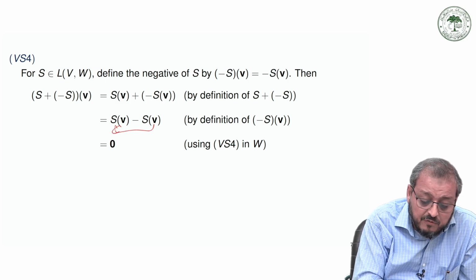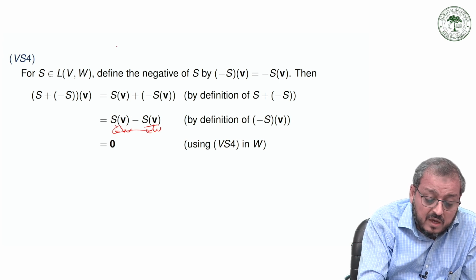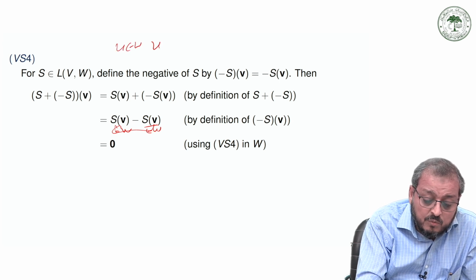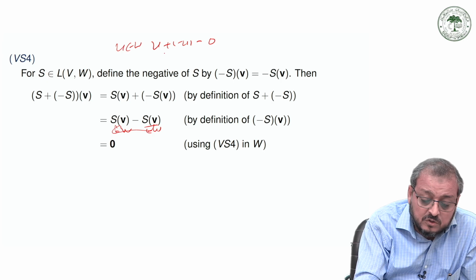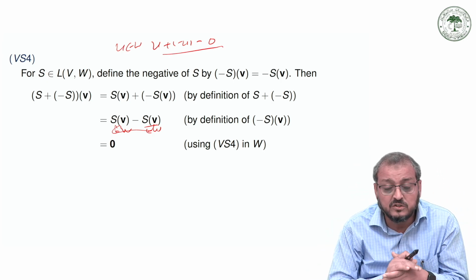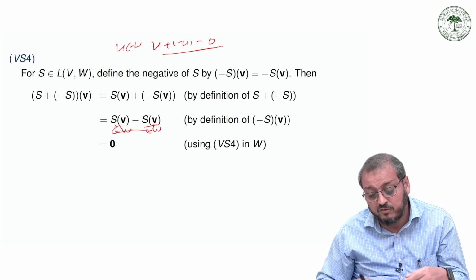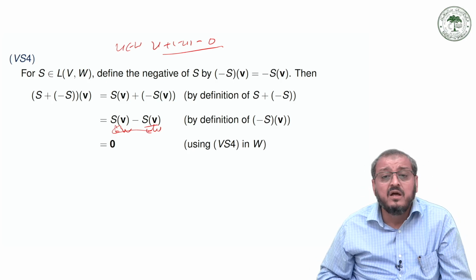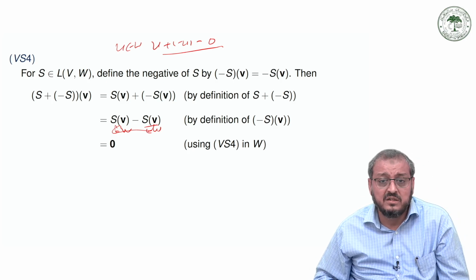So it is an element of W, and this is also an element of W, because if U is an element of W, then U plus minus U is always the zero vector. So by this we get the zero transformation.